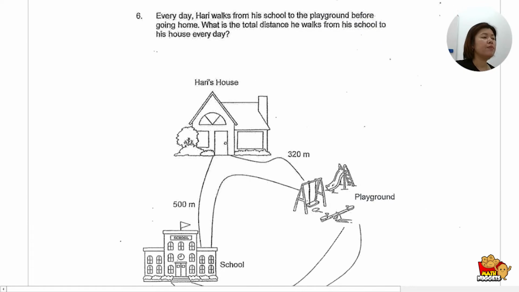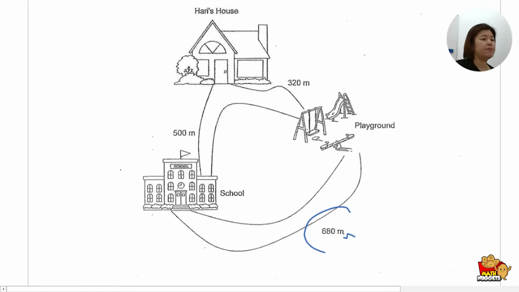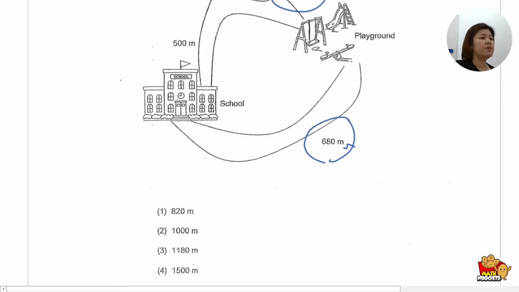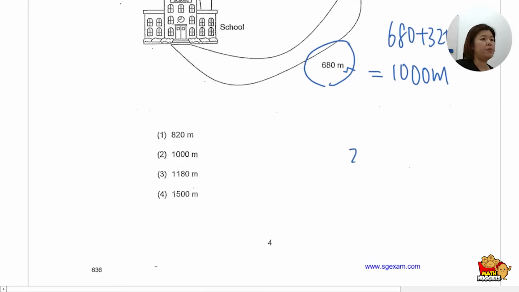Next. Every day, Harry walked from school to the playground before going home. So let's find his distance. School to the playground is 680. Go home is 320. So let's find the distance. 680 plus 320 equals to 1000 meter. Answer number 2.